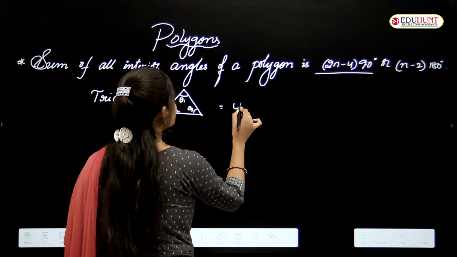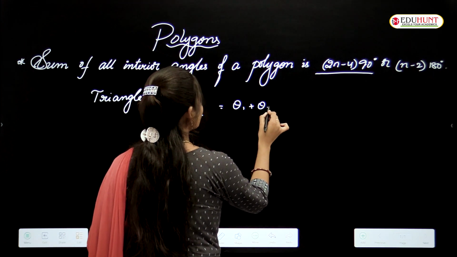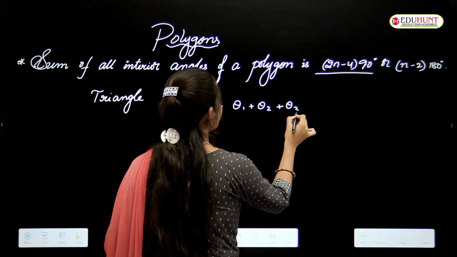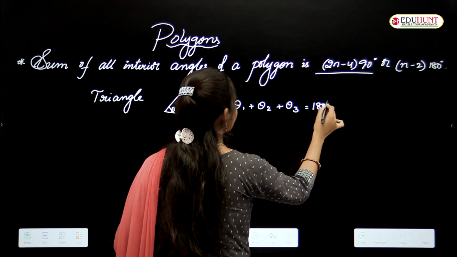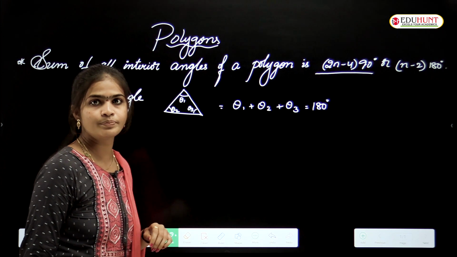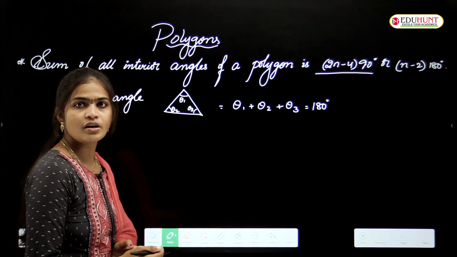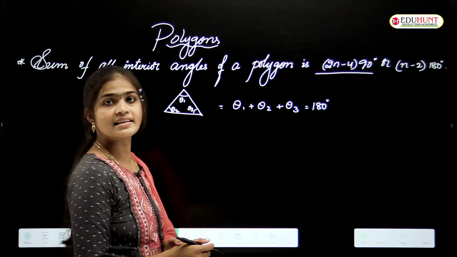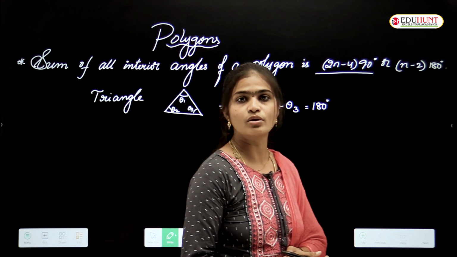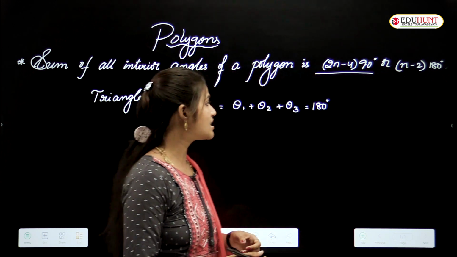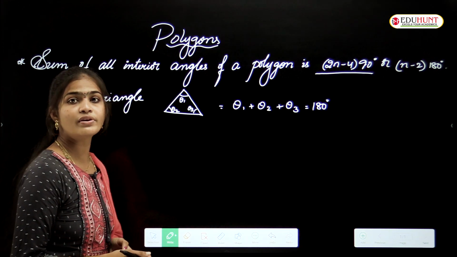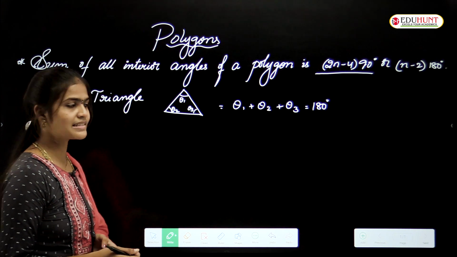So the sum of these 3 angles, theta 1 plus theta 2 plus theta 3, is equal to 180 degrees. We know this, yes or no? We know this condition, right? The sum of all interior angles of a triangle. From 6th class onwards we are learning this: the sum of all interior angles of a triangle is 180 degrees.